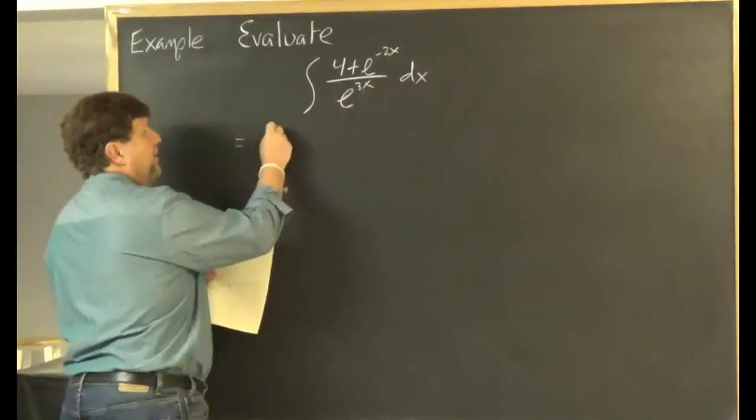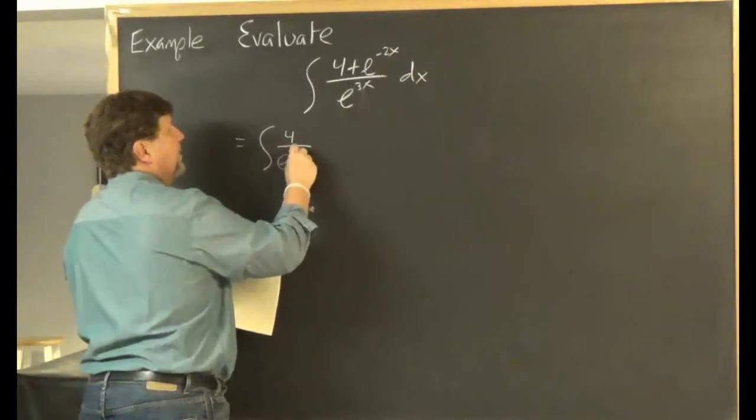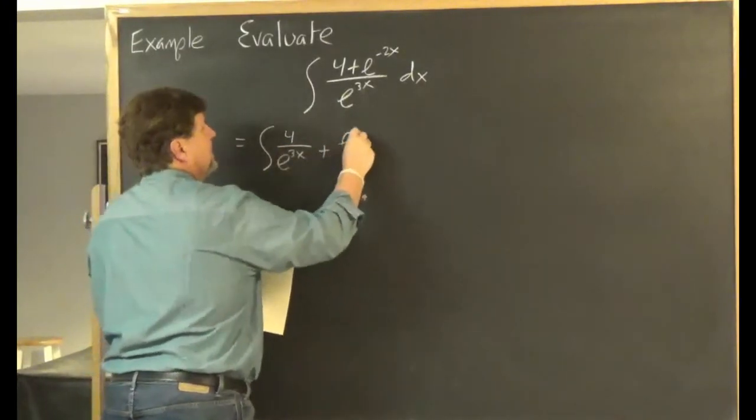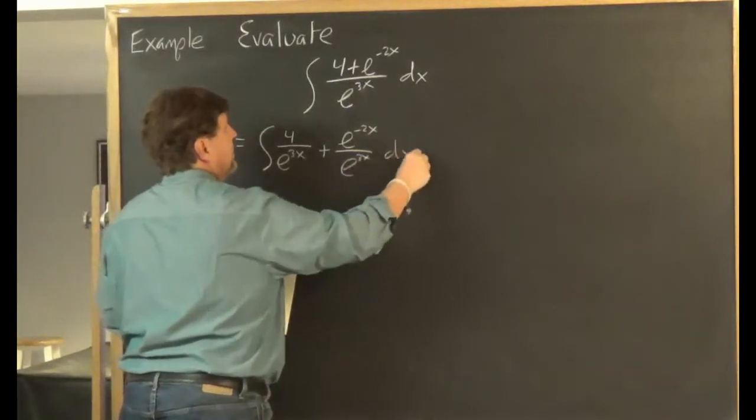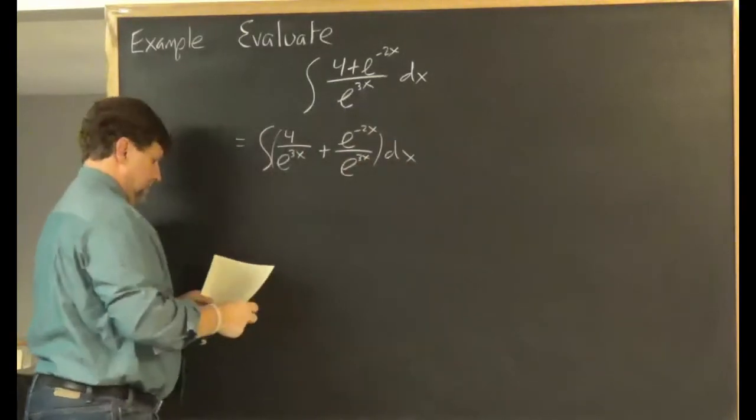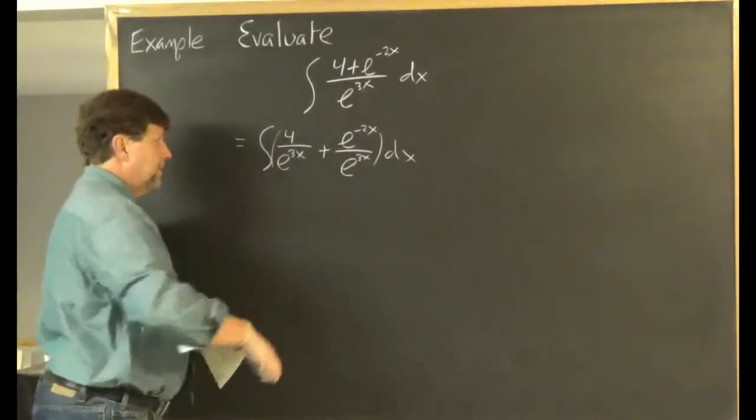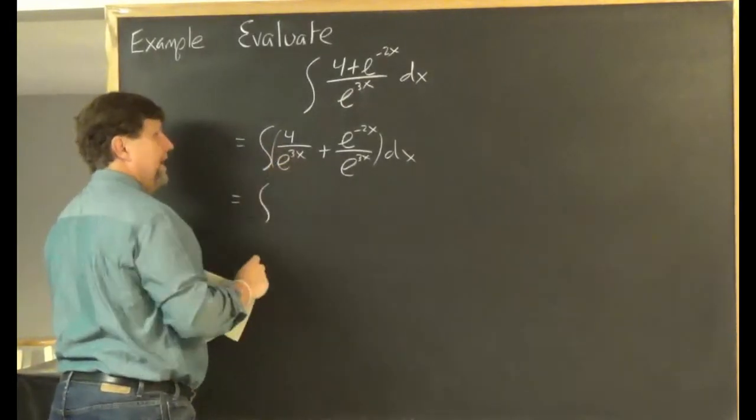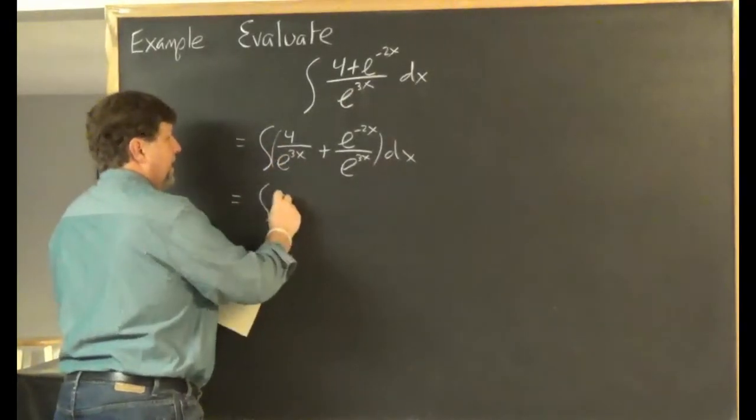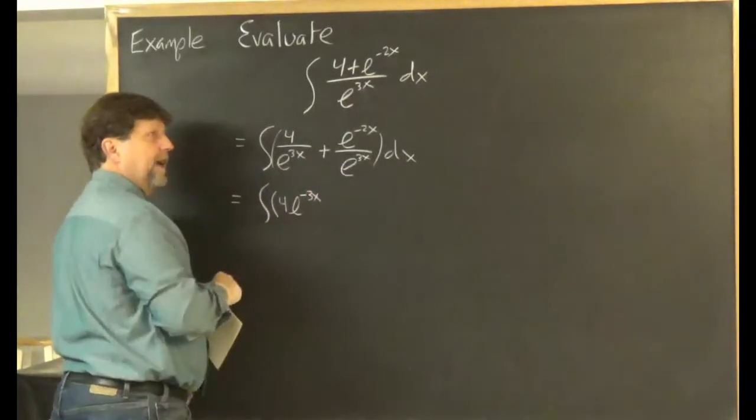So I would try rewriting this as 4 plus e to the negative 2x, all over e to the 3x. Well, wait a minute, I think I can go somewhere with this now. I can rewrite 4 over e to the 3x as 4e to the negative 3x.